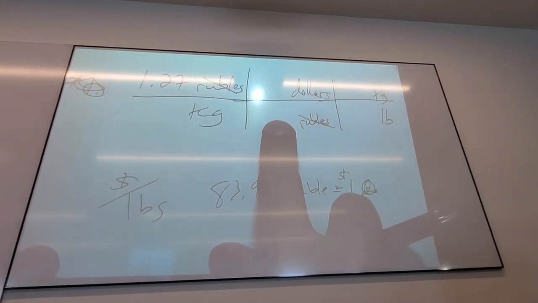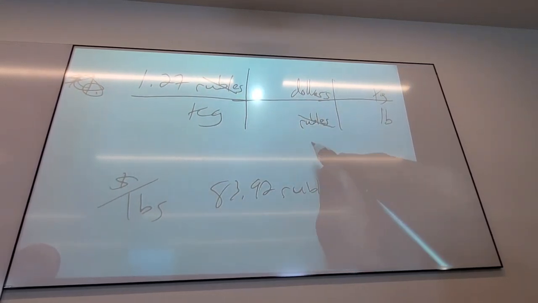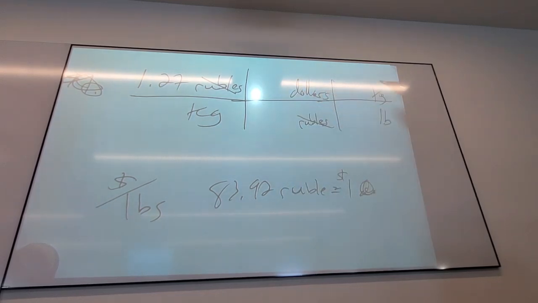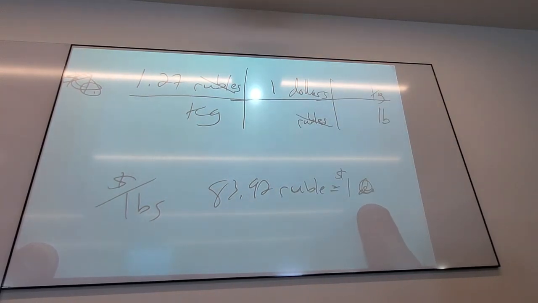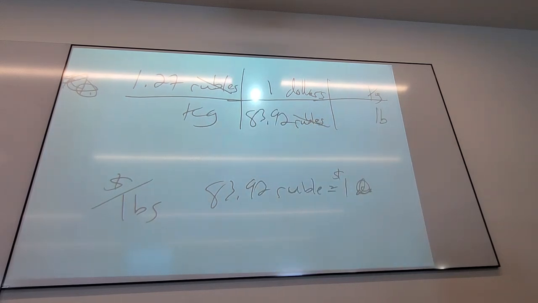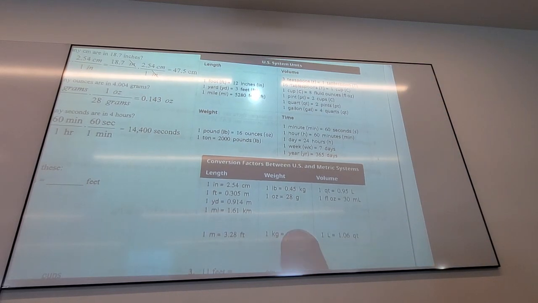So now I can put some stuff in here, yes? Where goes what? What goes on the top? Yeah, $1 is 83.92 rubles. And now, can you guys look on your paper and figure out what to put on that last? Look at your little conversion paper. Oh, I see. Did I give it to you two different ways? Oh, you're looking up here.